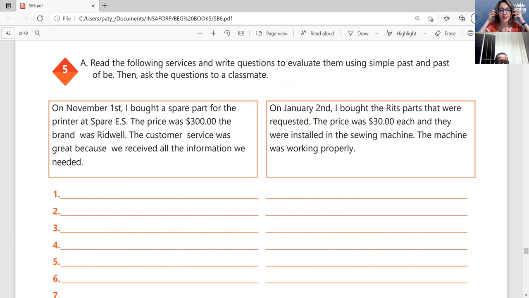On November 1st, I bought a spare part of the printer at spare EAs. The price was 300. The brand was really well. The customer service was great because we received all the information we needed.